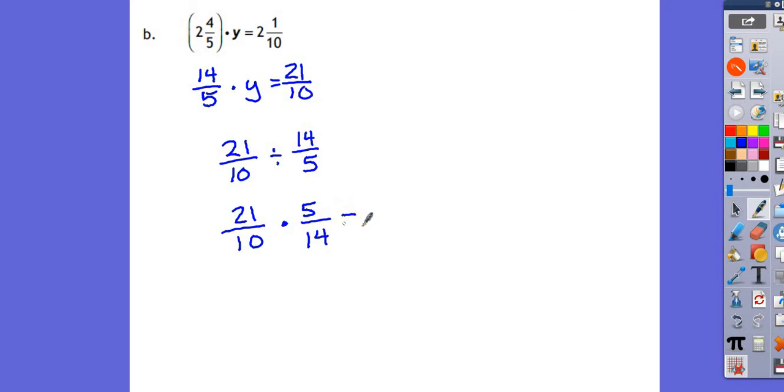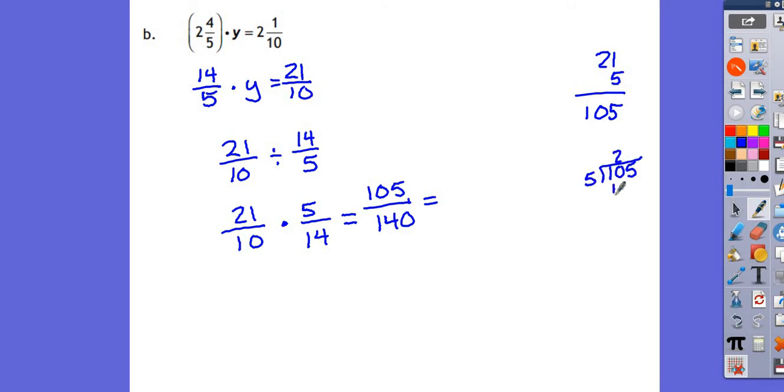Now I can multiply straight across. So 21 times 5. Come over here, do my scratch work. 5, 10, that gives me 105. 10 times 14, that gives me 140. So now I just need to simplify this. I could divide both of those by 5. 105 divided by 5 goes 2. Bring down the 5. It goes 1, and then nothing's left, so that gives me 21 here.